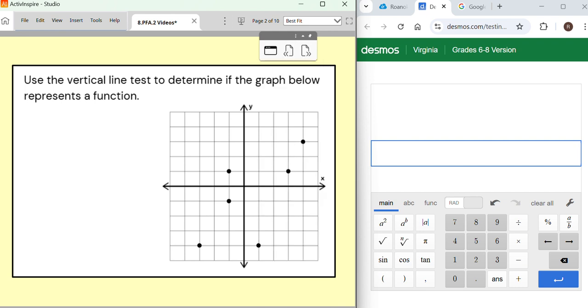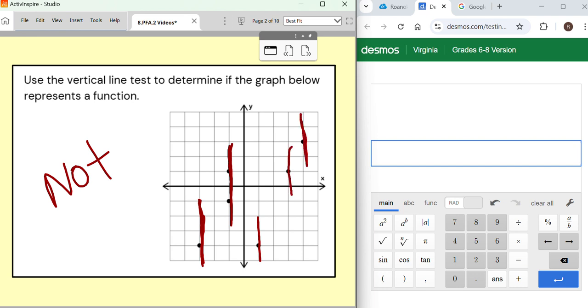It says, use the vertical line test to determine if this graph is a function. So I'm going to make a vertical line, since these are points, at each point. If a vertical line touches more than one point at a time, that means it is not a function. The reason for that is because these 2 points have the same x value, -1. So that's why it is not a function.